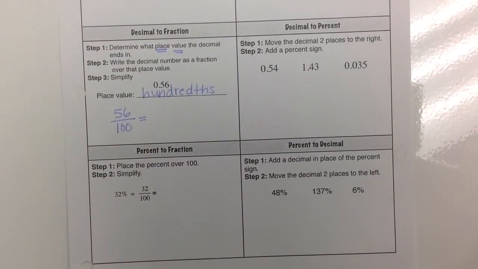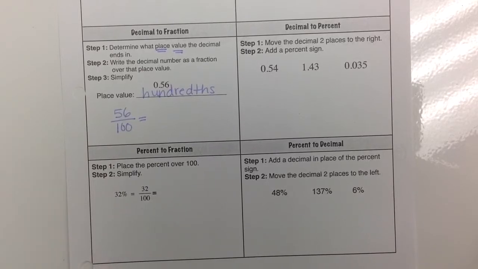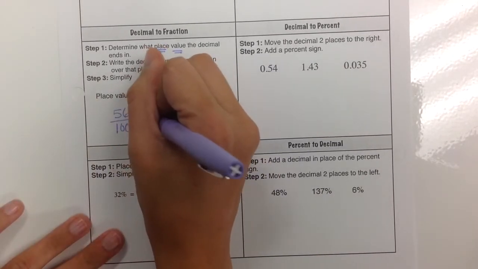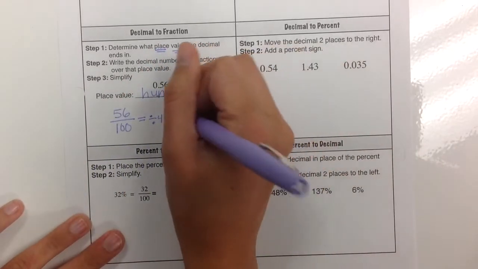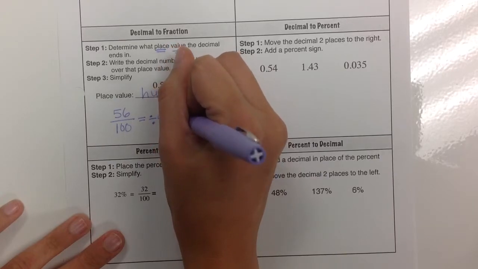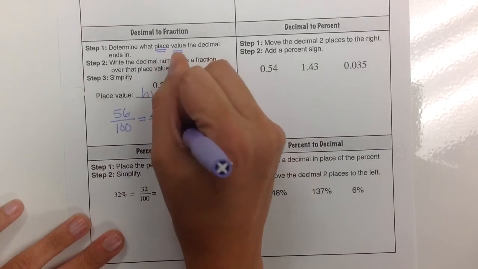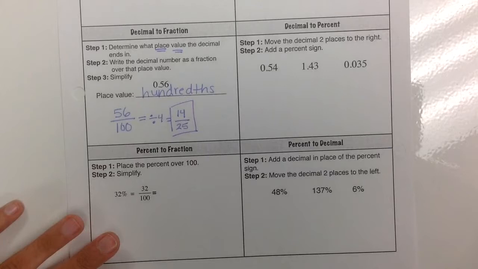This is where your factor chart would come in handy. Look for that greatest common factor to divide by. I could just find common factors, but it's going to be easiest if you can find the greatest common factor. So, if I look for that greatest common factor on my factor chart, I realize these divide by 4. 56 divided by 4 is 14, and 100 divided by 4 is 25. That is our simplified fraction.